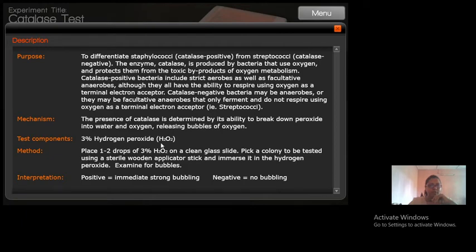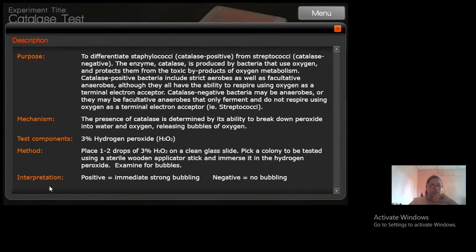So what are the requirements that you need? The main component is 3% hydrogen peroxide, which is the catalase reagent. You will also need a wooden applicator stick, a clean glass slide, a discard jar for the sharps or for the slide, and a dustbin for the microbiological biomedical waste that is going to be generated.